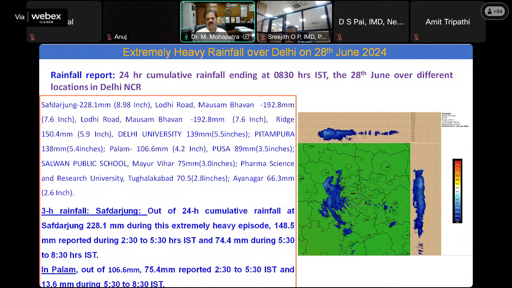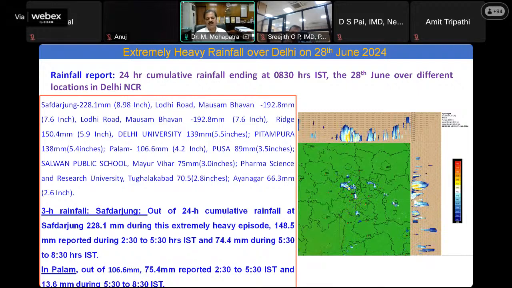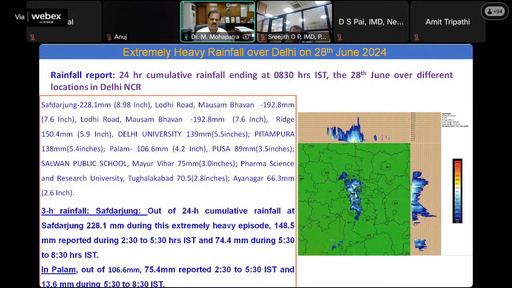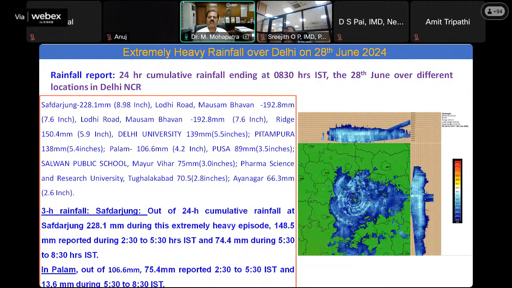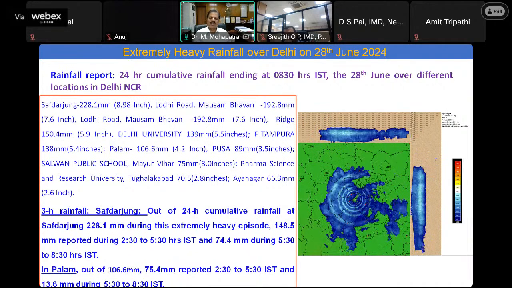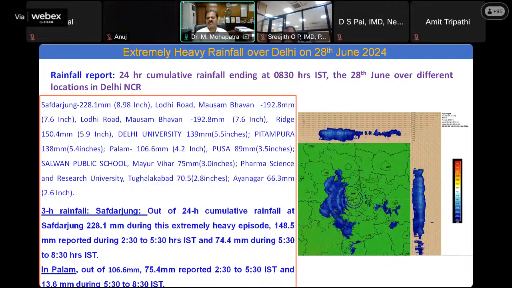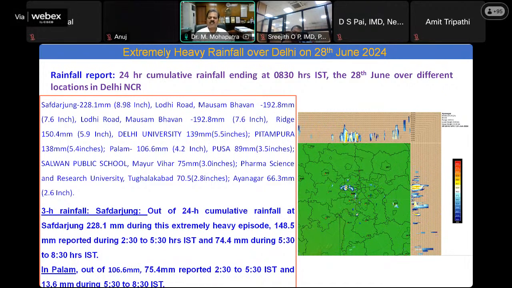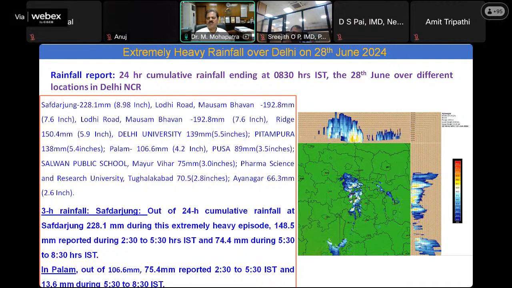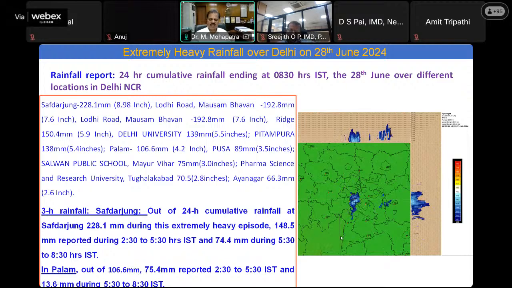In Palam also, out of 106.6 millimeter, 75.4 millimeter was reported between 2:30 and 5:30, and then 13.6 millimeter from 5:30 to 8:30 IST. So you can see, in the beginning, if you look at the satellite picture, it was a north-south oriented deep convective cloud mass as measured by the WL radar, which led to this intense rainfall activity in a certain duration. The amount of rainfall, if we look at it on an hourly basis, we'll discuss later. You can see how it is oriented, how it occurred in C2.